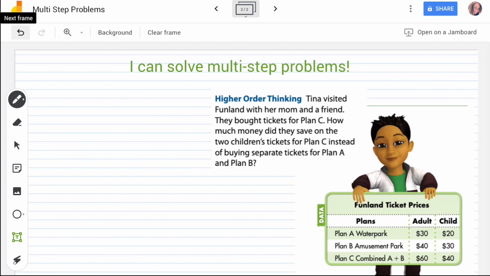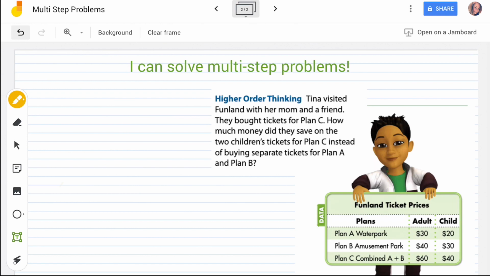Now let's take a look at a different problem. Tina visited Funland with her mom and a friend. They bought tickets for Plan C. How much money did they save on the 2 children's tickets for Plan C instead of buying separate tickets for Plan A and Plan B? There's a lot of information in this problem. Let's go back and take an additional look.